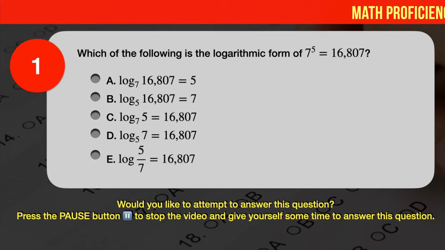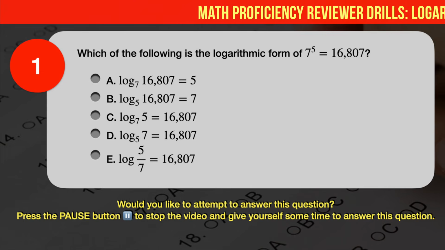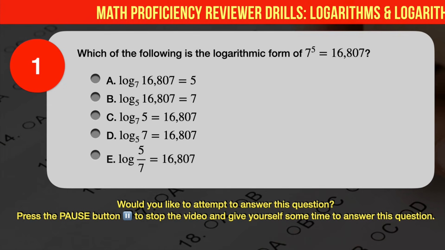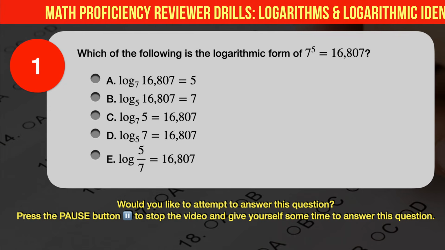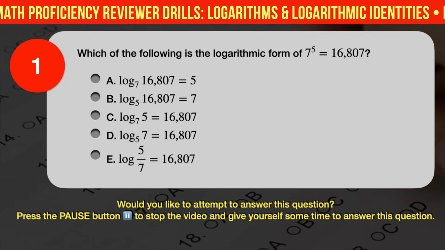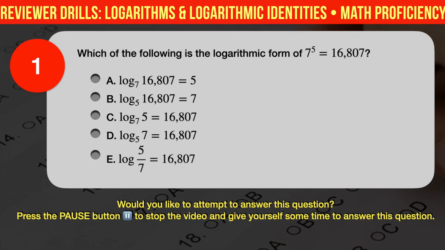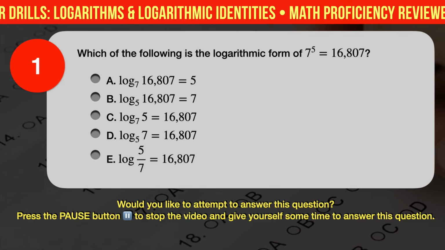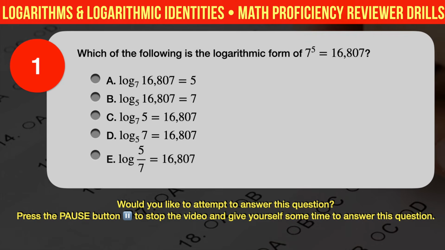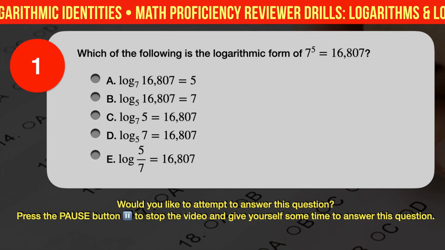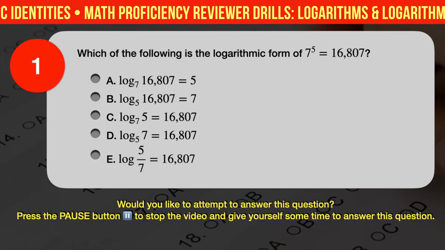Drill question number 1. Which of the following is the logarithmic form of 7 raised to 5 equals 16,807? A. Logarithm base 7 of 16,807 equals 5. B. Logarithm base 5 of 16,807 equals 7. C. Logarithm base 7 of 5 equals 16,807. D. Logarithm base 5 of 7 equals 16,807. E. Logarithm of 5 over 7 equals 16,807.